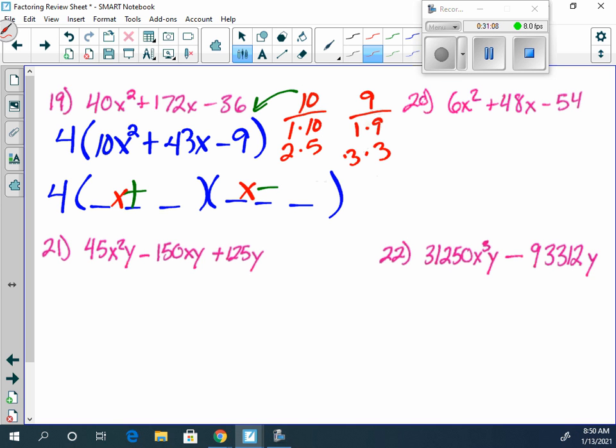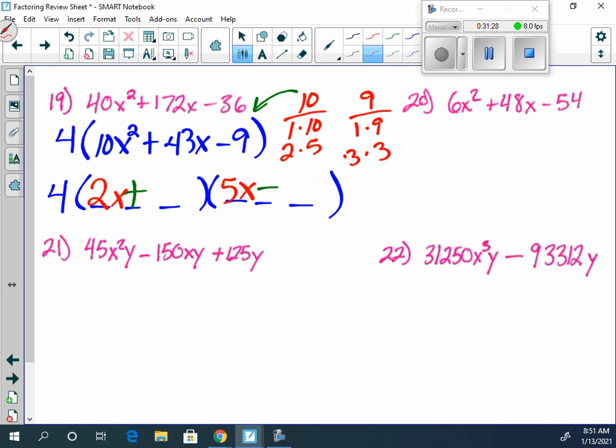Which one should we use? Okay. Yes. Yes. And how about the factors of 9? I'm going to go with 1 and 9.